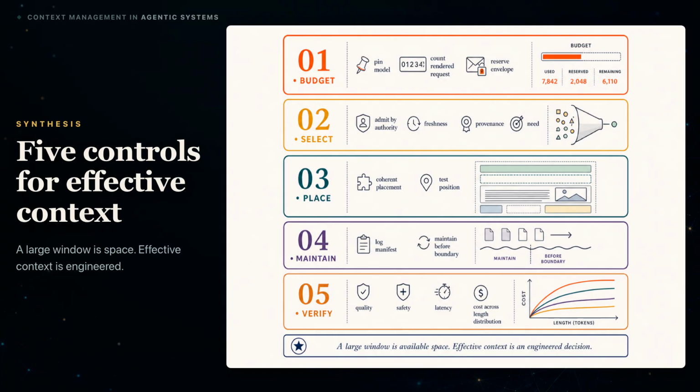Before production, pin the model and endpoint, count the rendered request, and reserve the full operating envelope. During assembly, admit evidence by authority, freshness, provenance, and task need. Mark contradictions and superseded facts instead of hoping the model resolves them. Place related evidence coherently while testing position rather than assuming one universal order. During operation, log the context manifest, maintain state before the boundary, and enforce permissions outside the model. Then verify quality, safety, latency, and cost across the workload's real-length distribution. Budget, select, place, maintain, and verify.